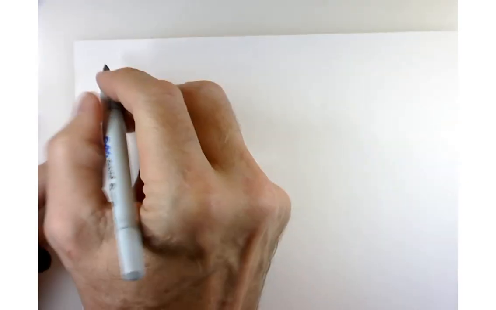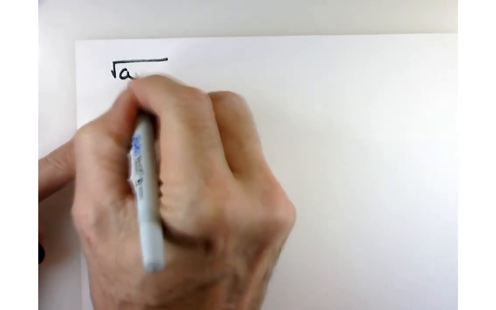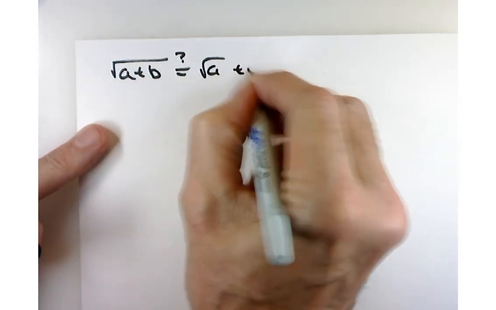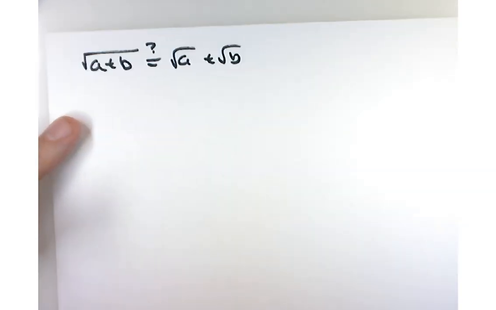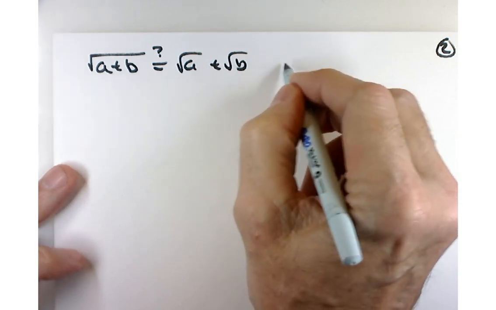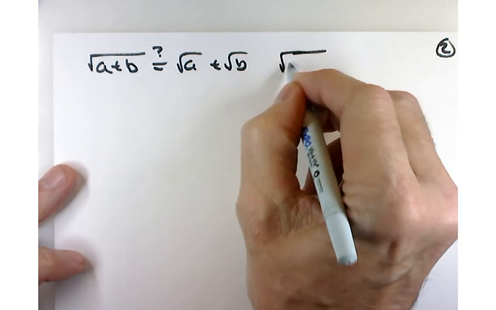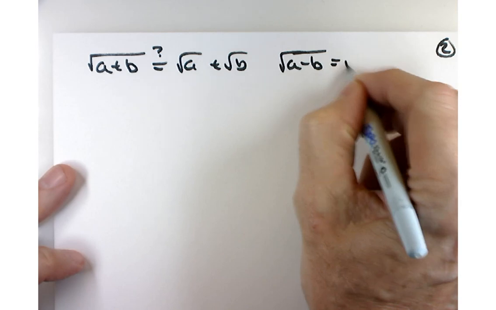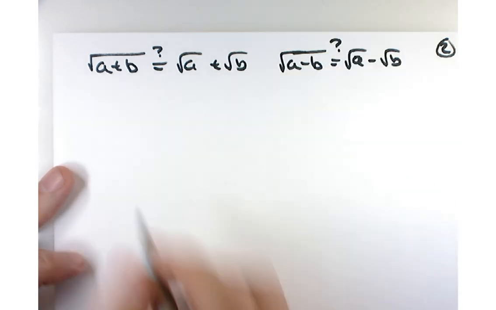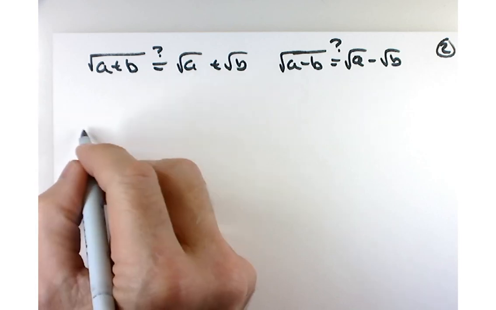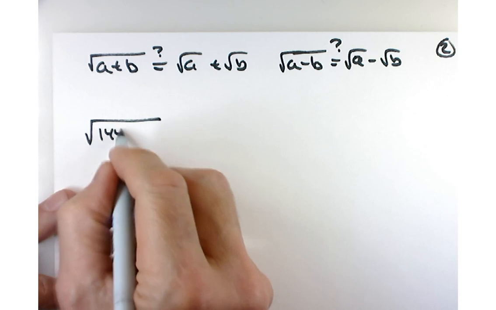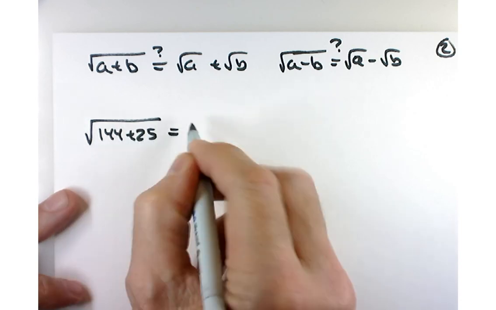So the question is, square root of a plus b, does it equal the square root of a plus the square root of b? Okay, let's find out. In a similar way, we can look at square root of a minus b. Does that equal the square root of a minus the square root of b? Well, let's try this example. Let's try the square root of 144 plus 25.